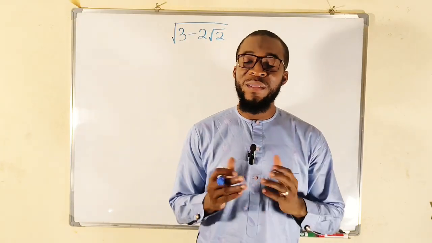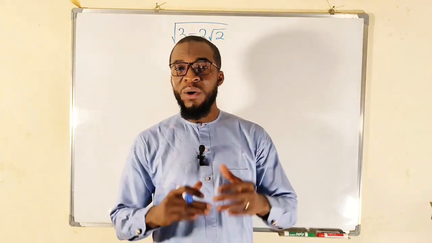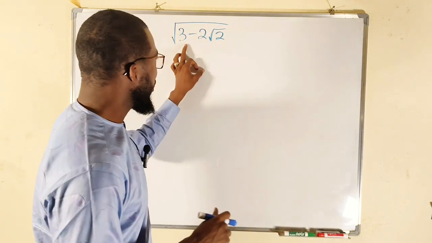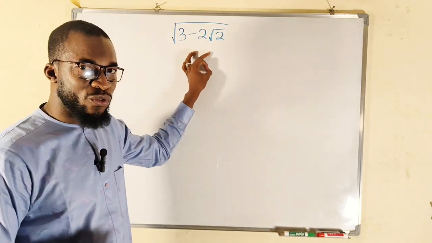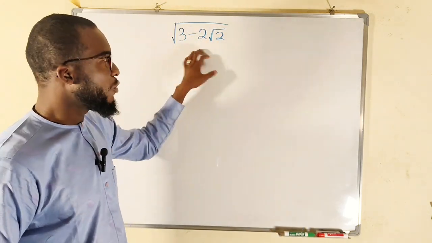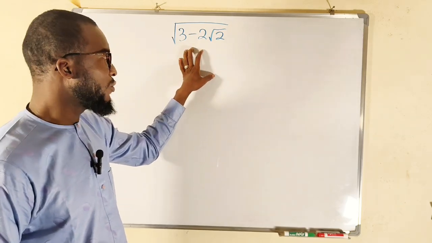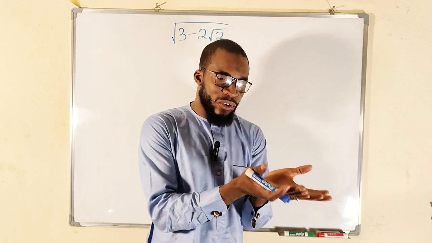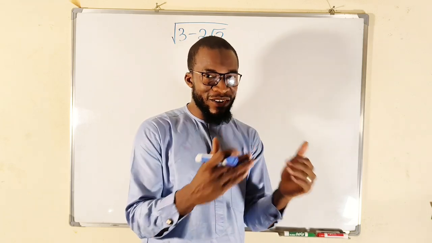Hello, good day viewers. In this tutorial I would like to show you how to find the square root of a radical expression. And this is the radical expression we have: 3 minus 2 root 2. We want to evaluate the square root of this radicand 3 minus 2 root 2. I'm going to show you two different ways to do that, the shortcut way and the traditional way.